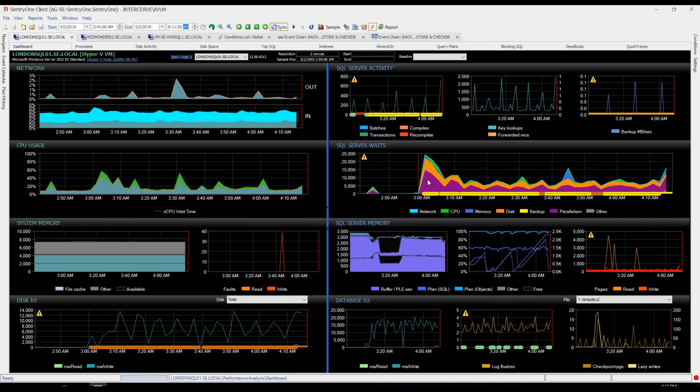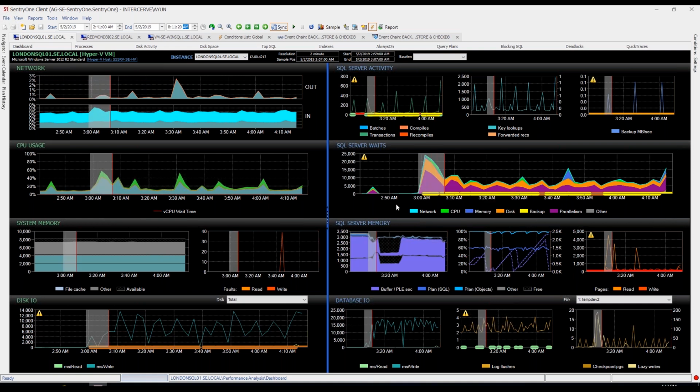But one thing that I like to do is highlight a key area of the dashboard. Maybe, in this case, this big spike in SQL Server waits. And notice that all the other charts also get highlighted in this key period of time. So when I sample my SQL Server waits, I see that we have some CX packet waits going on here.